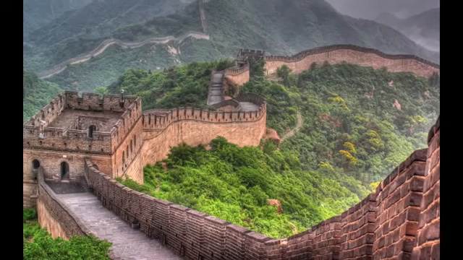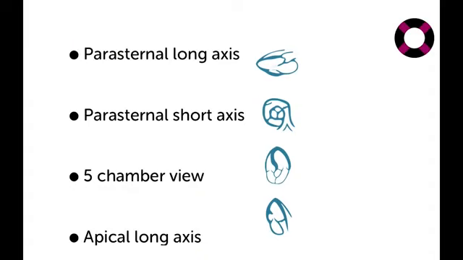Similar to the watchtower of the Chinese wall, and as a matter of fact of all watchtowers, it's important to have a view to all sides. And this is also important when you look at the aortic valve. Therefore, you should appreciate the aortic valve with more than one view. You should use the parasternal long axis view, the parasternal short axis view, the 5-chamber view, and the apical long axis view. This is also the reason I added all these views to the lecture on valvular heart disease.